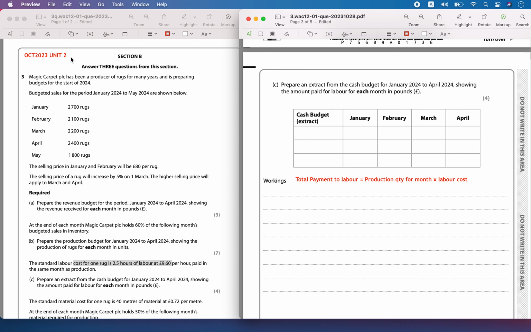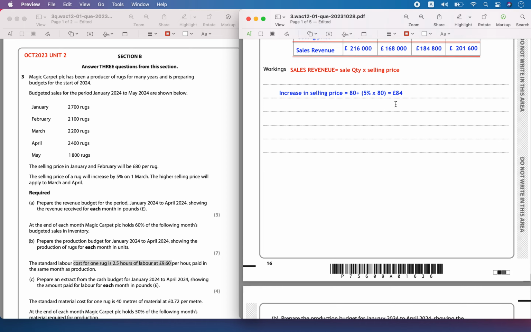Hello, today we are solving October 2023 paper Unit 2, question number 3, part C. Here we have been asked to prepare an extract from the cash budget for January 2024 to April 2024, showing the amount paid for labor for each month in pounds.